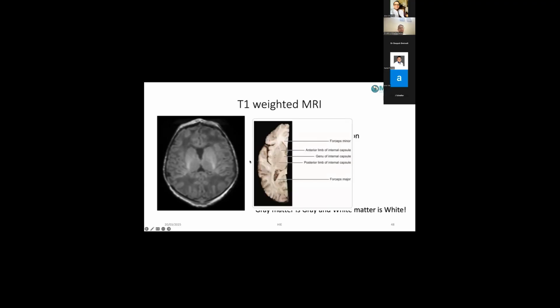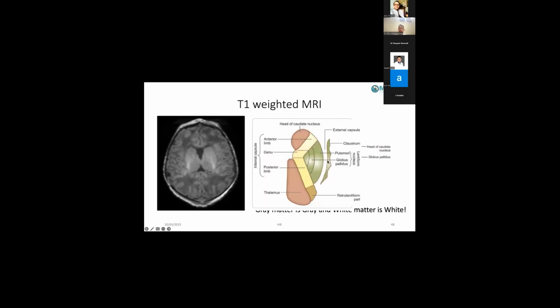Again, just showing you the normal anatomy here. So that's your ventricle coming to caudate. The white line here is the posterior part of the internal capsule, but that's all the tracts coming all the way from the cortex, and then the lentiform nucleus.